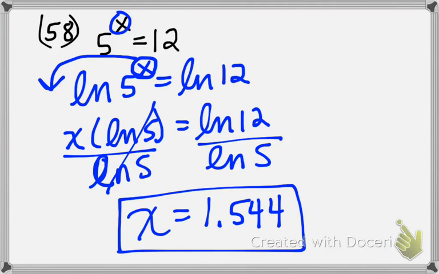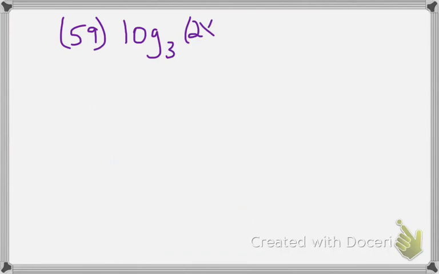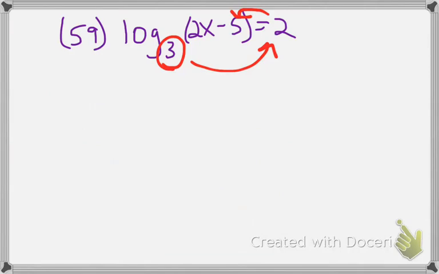Alright, number 59. This problem already has a logarithm. So just like some problems we worked earlier, we're going to change the format. So I'm going to take this 3 and do 3 to the second power equals 2x minus 5. By rewriting it, that gets rid of the logarithm completely.